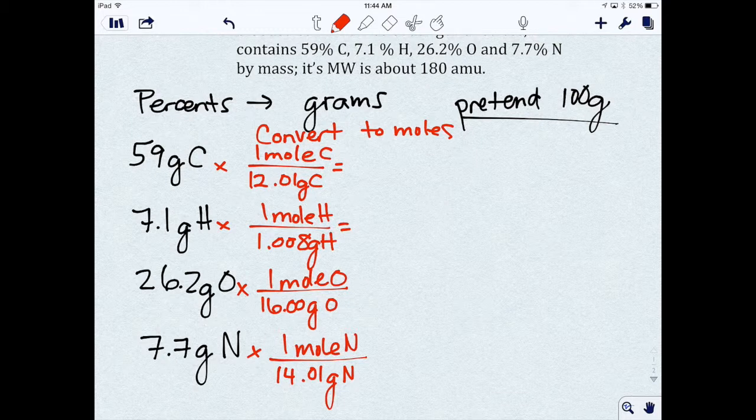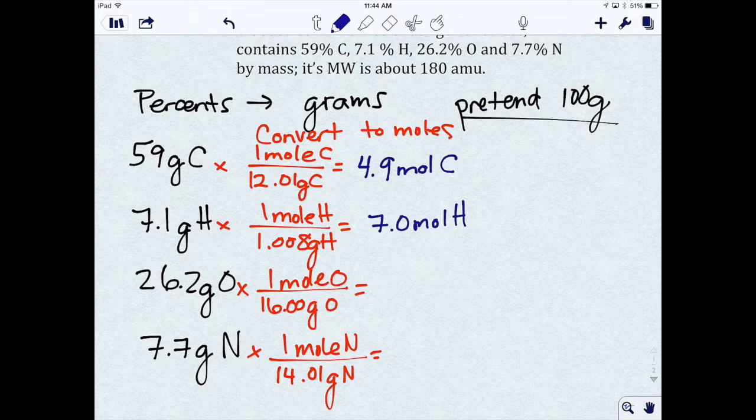Let's tap all these numbers into the calculator. 59 divided by 12.01 grams. That will get me about, let's see, I think it's 4.9-ish. Yes. I'm going to keep those two sig figs because of that 59. Then 7.1 divided by 1.008. That's just about 7.0. Okay, and those are moles of hydrogen.